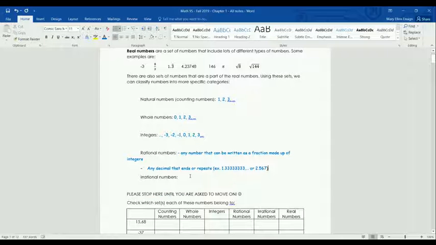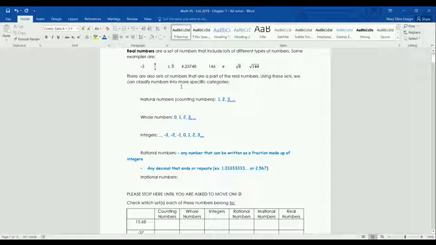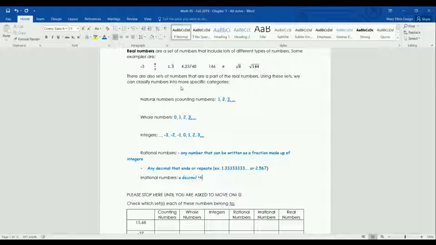Okay, irrational numbers. This is kind of going to be the opposite of rational numbers. So this is going to be a decimal that never ends and never repeats. Okay, so examples are going to be pi. It's quicker to just write it than to find the symbol right at this moment, but you know what I mean, the symbol right up here.